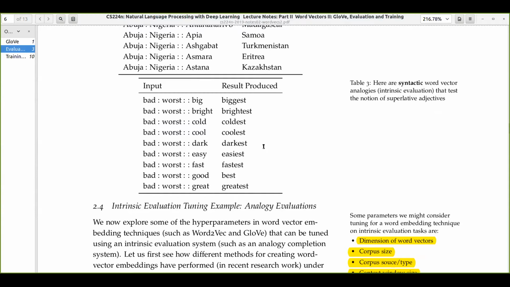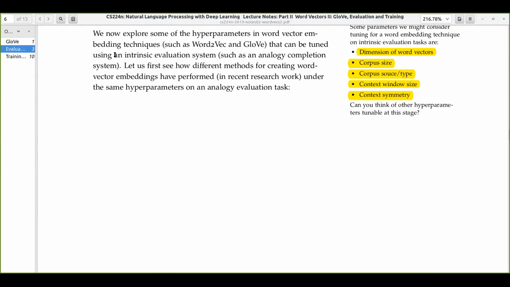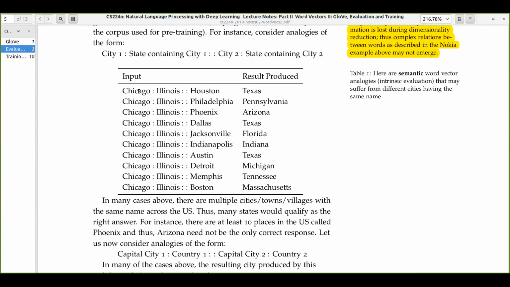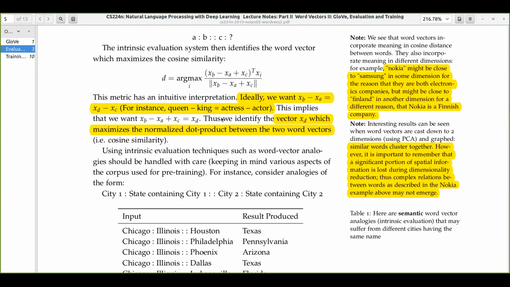So this is one example. And here we see the same for countries as well. Here we have city and the state containing the city. This is another kind of example. Chicago is to Illinois, and likewise Houston and Texas. So yes, it is not simply going to group or cluster together similar words. It can also derive information like this.